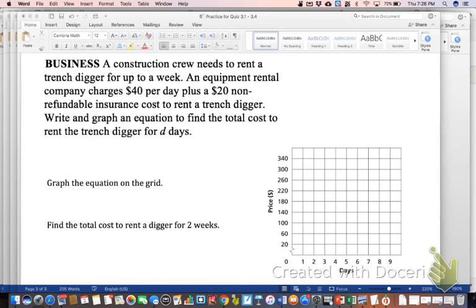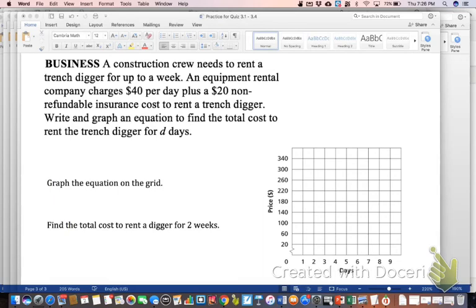Last one, a construction crew needs to rent a trench digger for up to a week. Equipment rental costs the company $40 a day plus $20 insurance costs to rent it. Okay, so first I'm going to write and graph the equation to find the total cost. So I'm going to write the equation.